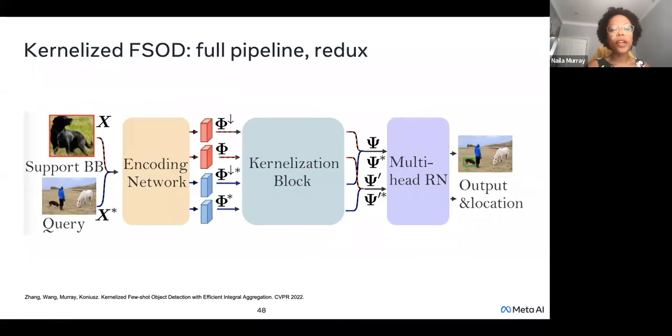So just to refresh the memory of the whole pipeline. Once again, we have these support regions and a query image. We encode them using some network, in our case, the ResNet network. We take multi-resolution features, compute kernelized representations of these, and we use them for two things. We use them to compute region proposals using the attention RPN network, and then we also pass them through to the multi-head relation network, and the output of this is directly some predicted classes and bounding box coordinates.